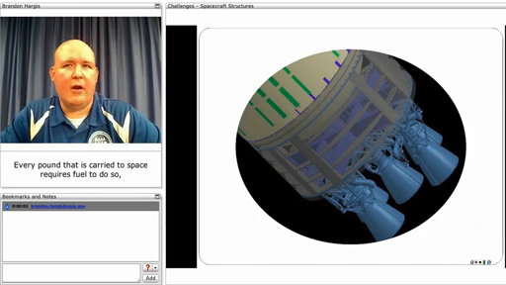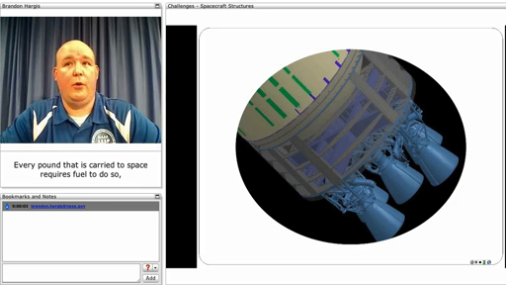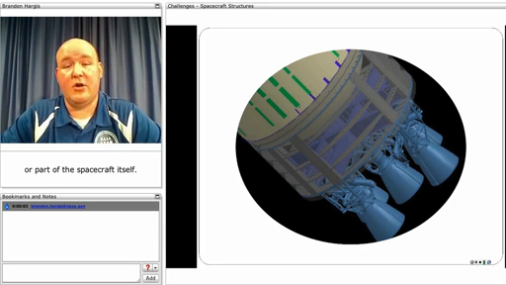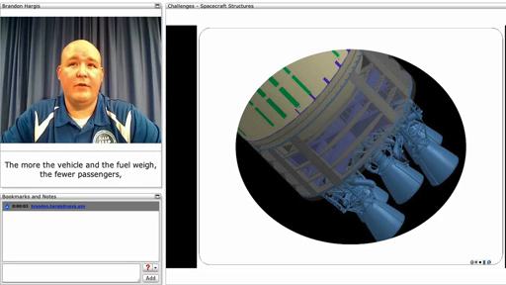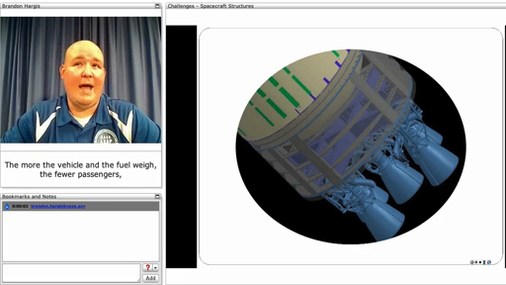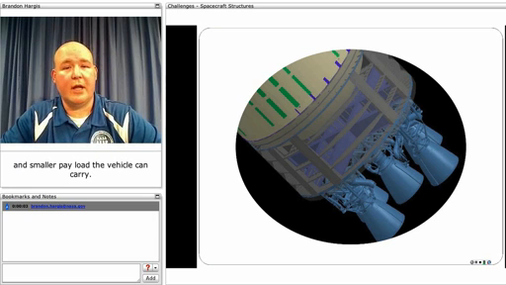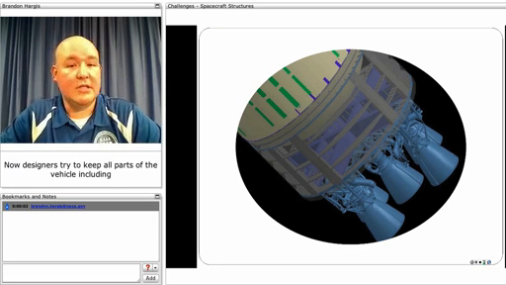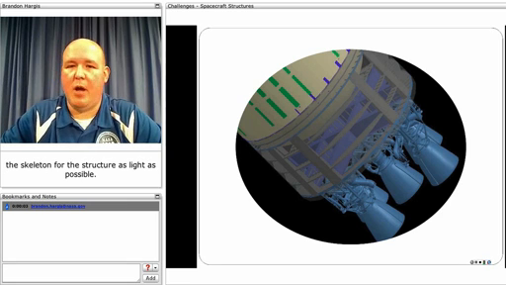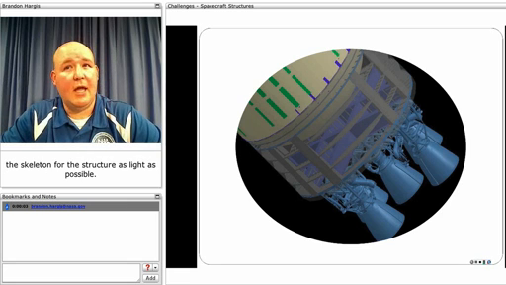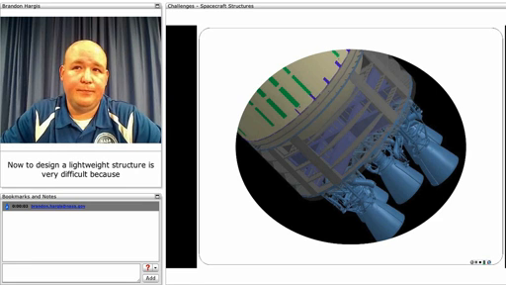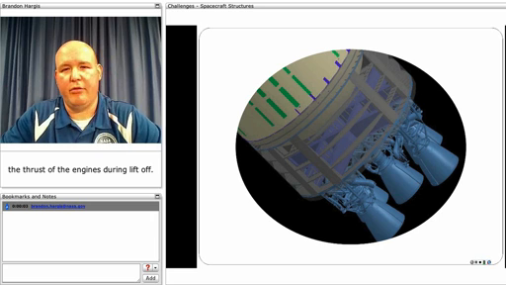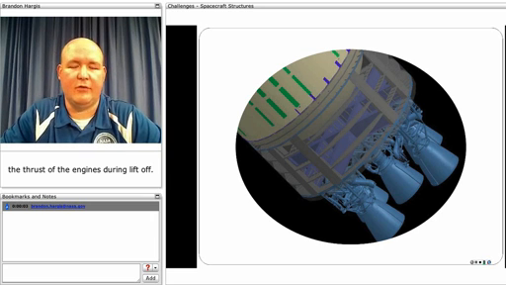Every pound that's carried to space requires fuel to do so, regardless of whether that pound is cargo, crew, fuel, or part of the spacecraft itself. The more the vehicle and the fuel weigh, the fewer passengers and smaller payload the vehicle can carry. Now, designers try to keep all parts of the vehicle, including the skeleton or the structure, as light as possible. Designing a lightweight structure is very difficult, because it must be strong enough to withstand the tremendous forces, the thrust of the engines during liftoff.